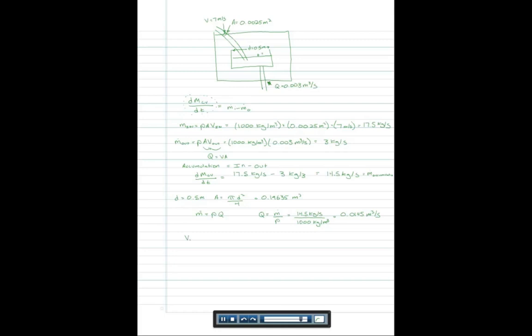So the velocity of the water going up is going to be the Q accumulation, how quickly the water is accumulating, divided by the cross-sectional area of the tank. So 0.0145 cubic meters per second, and the area of the tank we've previously calculated is 0.19635 square meters. So the water level is rising at 0.0738 meters per second. That's the velocity of the water as it goes up.